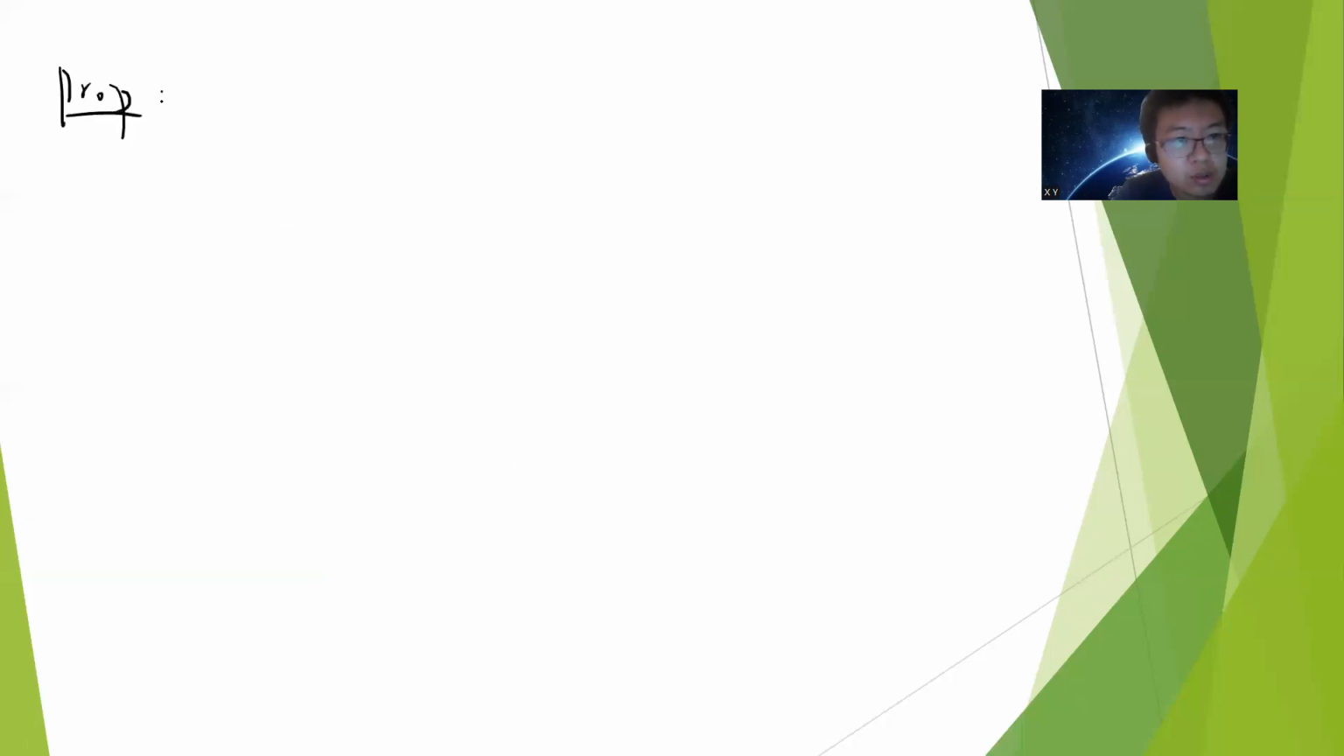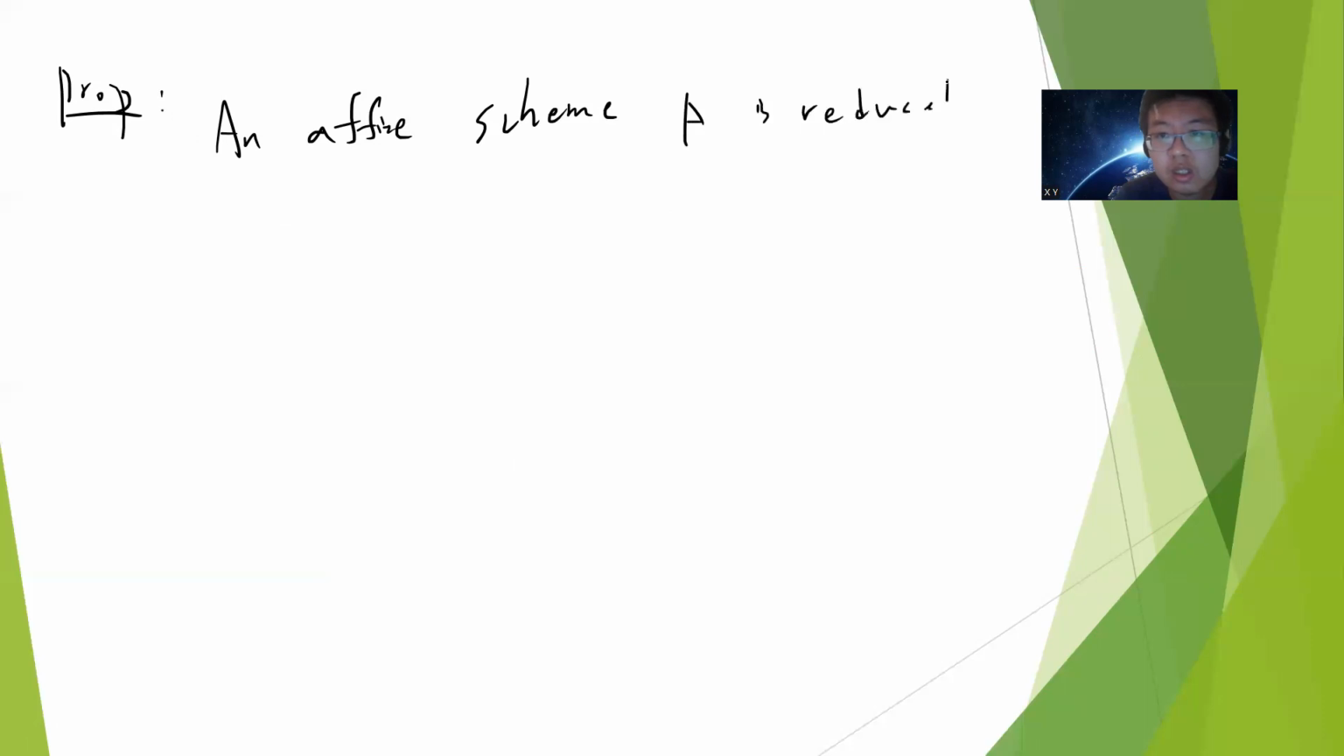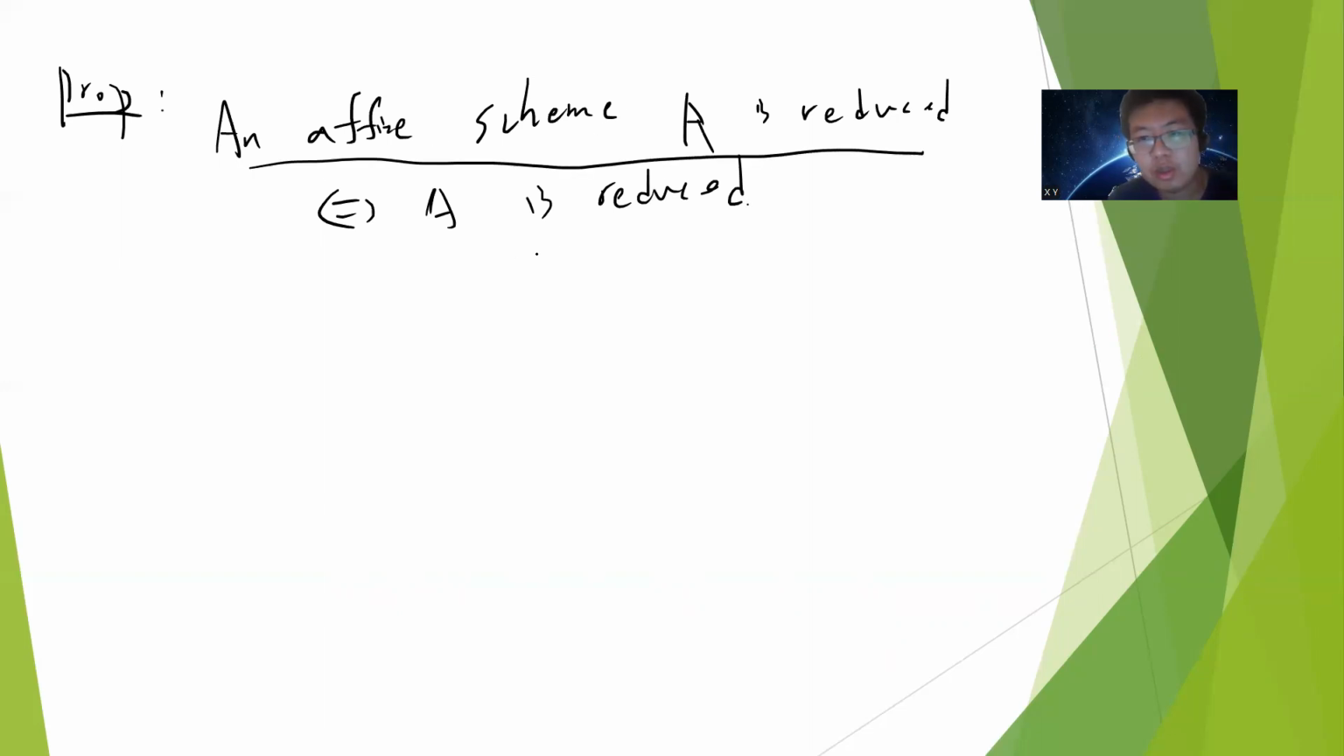The proposition is very simple: if I'm working on an affine scheme Spec A, then the affine scheme is reduced if and only if A is reduced. I don't need to prove it, because if I say the affine scheme is reduced, then I just need to check that every stalk is reduced, or every point is reduced. So you just need to check.